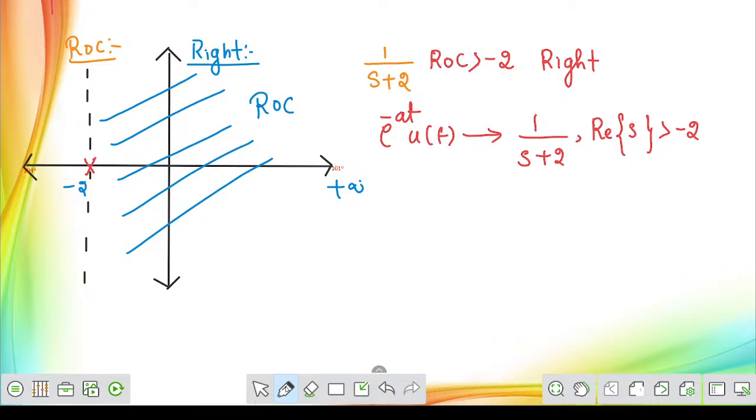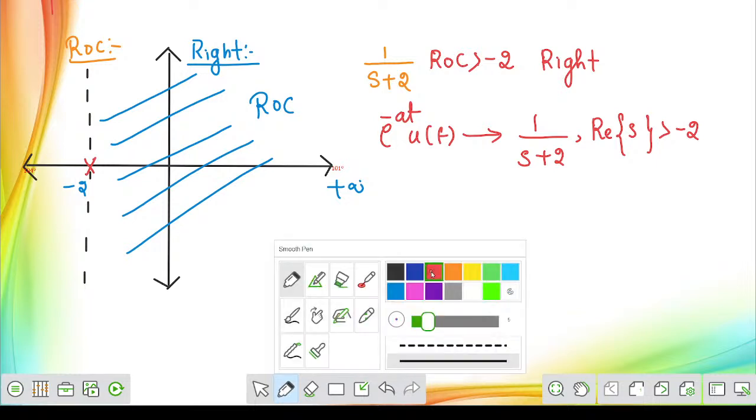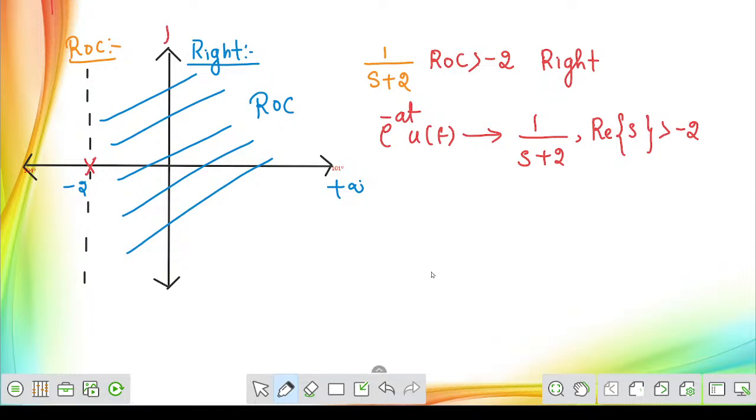While developing region of convergence, I have also told you that if your region of convergence includes the j omega axis, the imaginary axis, then such a system is treated as a stable system. If your region of convergence does not include the j omega axis, then such a system is considered unstable. That's it.